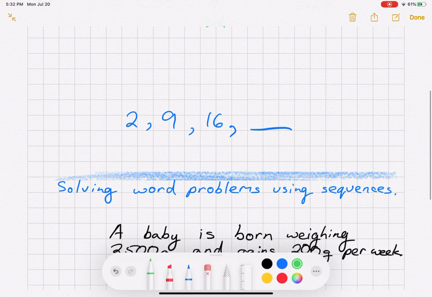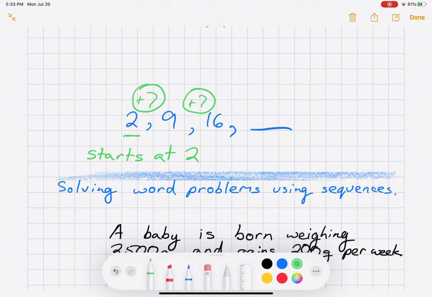So if we look here, I have 2. I'm getting bigger, so I'm going to add 7 here and 7 here. So this is going to be easier to find the rule, right? I have to ask myself a couple of questions. We need to see how does this pattern start? So it starts at 2. That's where we start.